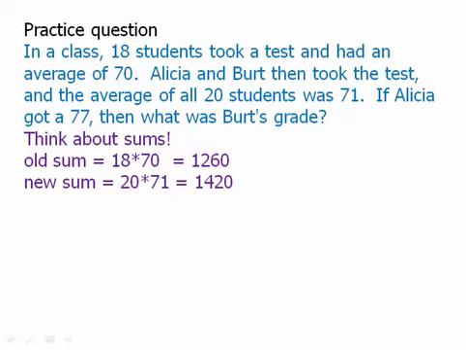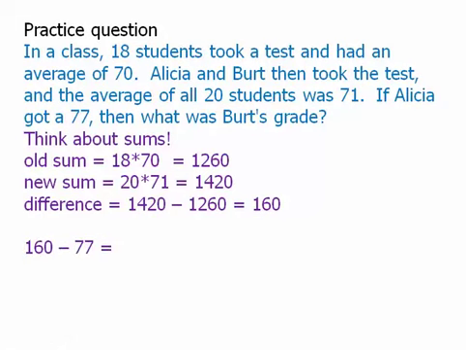Well, think about that. The old sum and the new sum, what's the difference between them? The only difference is we added Alicia's score and Bert's score to the other 18 scores. So the difference between them should be the sum of the score of Alicia and the score of Bert. So we subtract, and Alicia's score and Bert's score must add up to 160. Well, if we subtract Alicia's score of 77, then we get 83, and of course that has to be Bert's grade. So that's how we answer that question, purely thinking about sums.